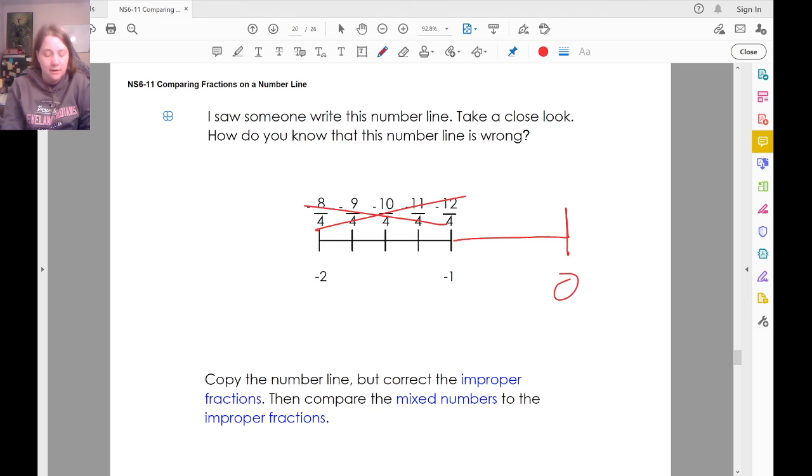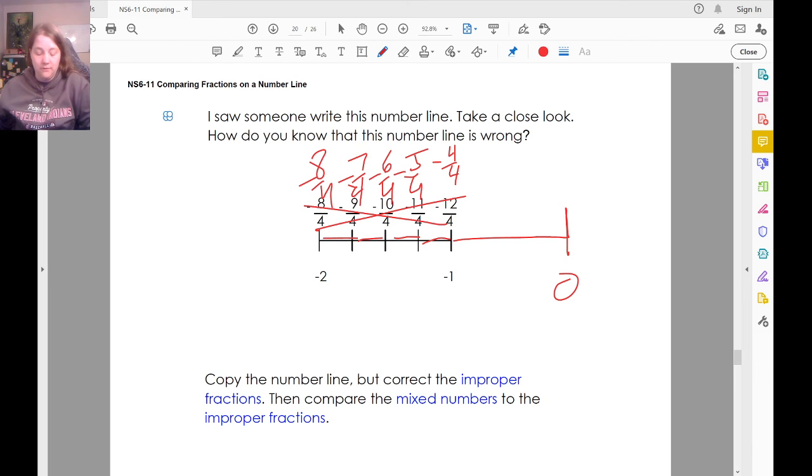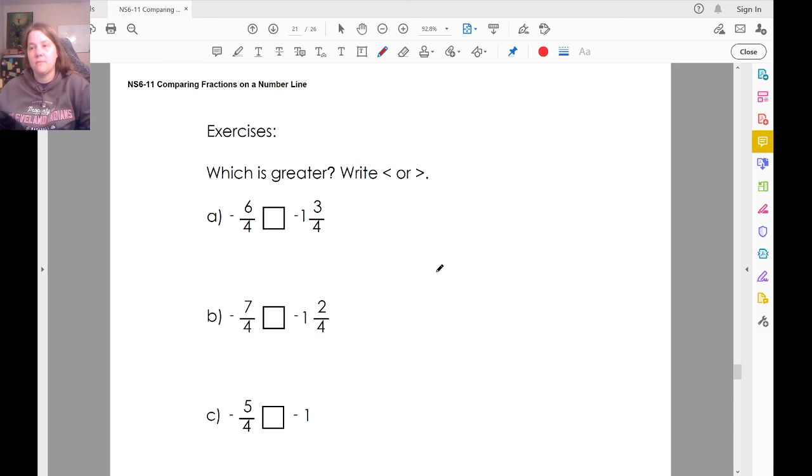What's the same as -1? -4/4. Is this split into fourths? Yes, it is. -5/4. -6/4. -7/4. -8/4. Then we go ahead and we do this, -1 1/4, and so on until you get to -2.